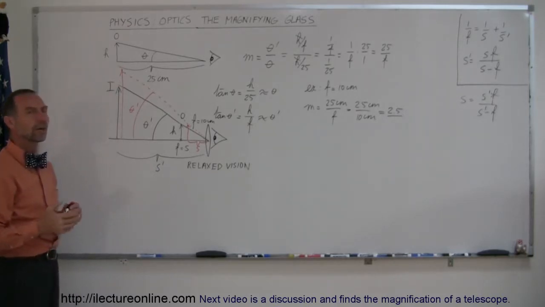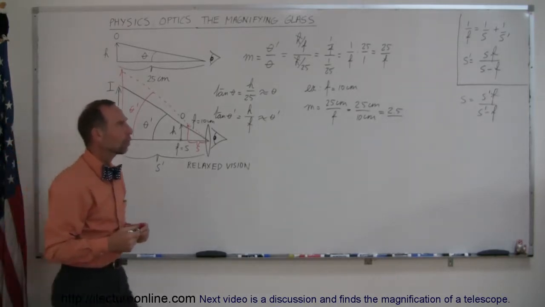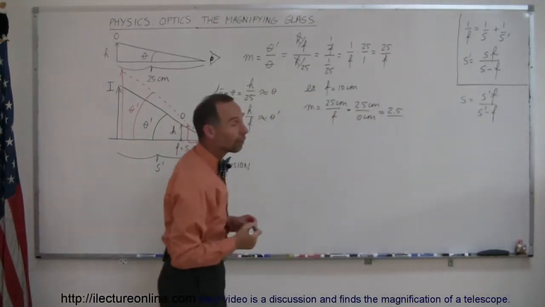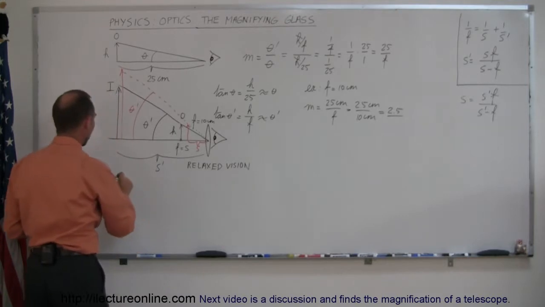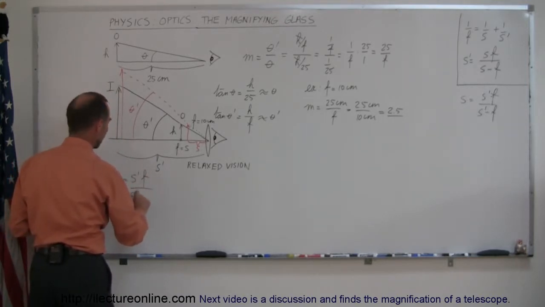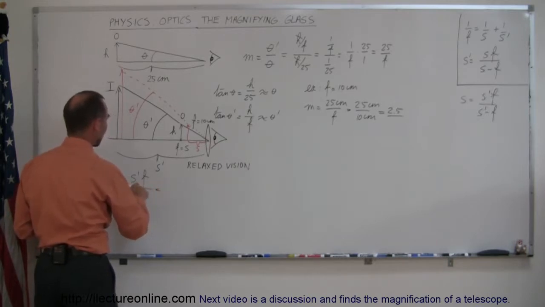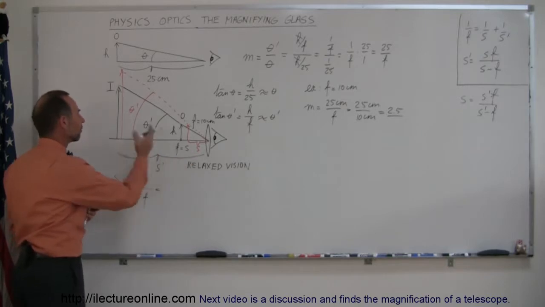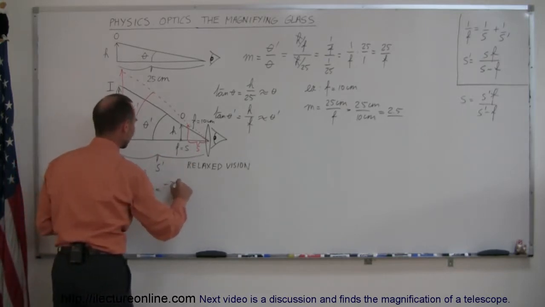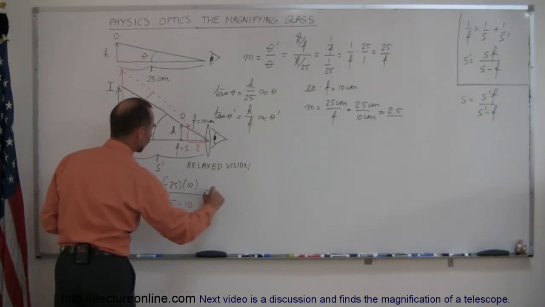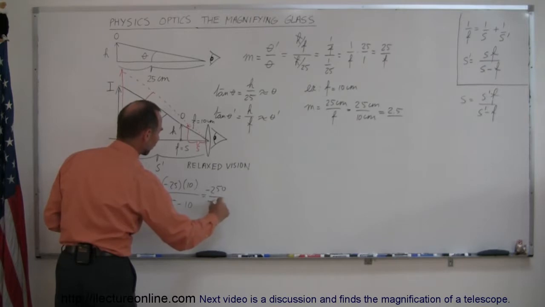So where does the object need to be placed? Well, let's solve the equation for the object distance to accomplish that. What that means is S is equal to S prime F over S prime minus F. And of course, S prime is the 25 centimeters that the image will be at. Since it's in front of the lens, it will become a minus 25. Focal length is still 10, divided by minus 25 minus 10, or minus 250 over minus 35.